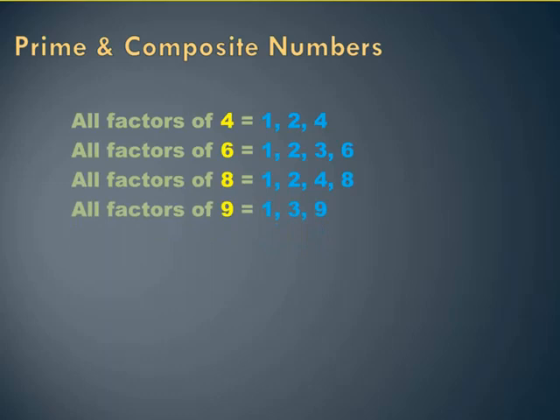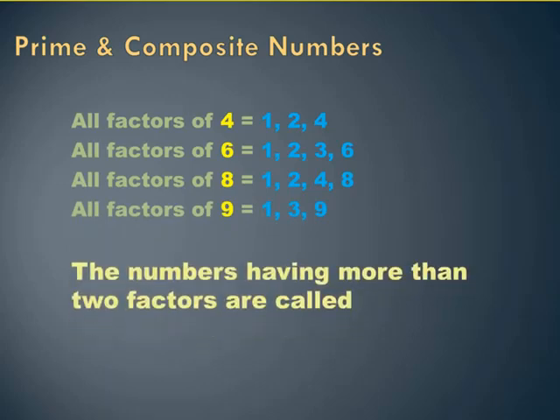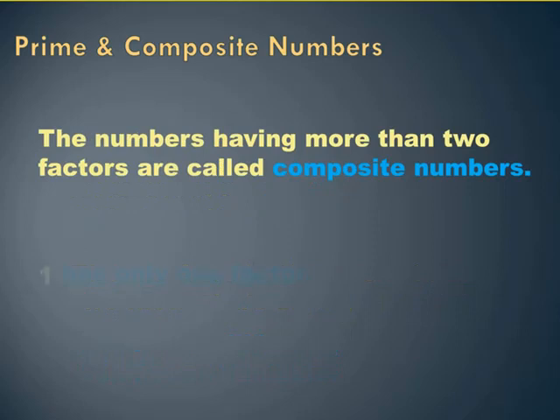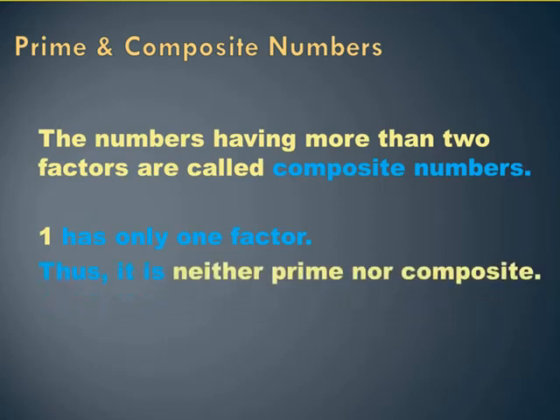Here the numbers 4, 6, 8 and 9 have more than 2 factors. The numbers having more than 2 factors are called composite numbers. Now we know that the number 1 has only one factor, the number itself. Therefore, 1 is considered as neither a prime number nor a composite number.